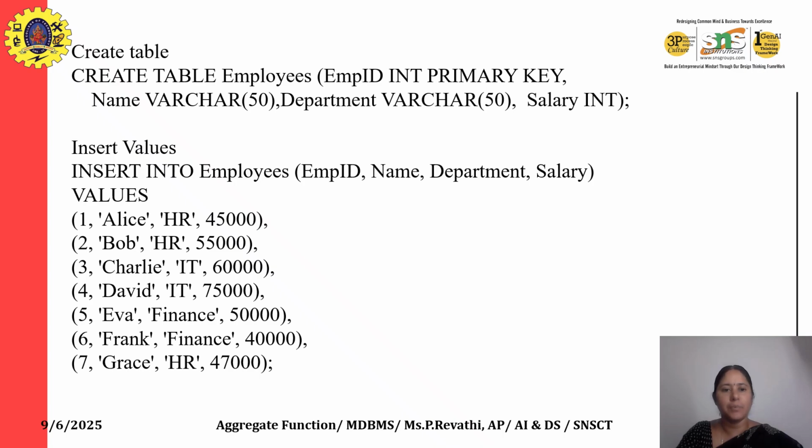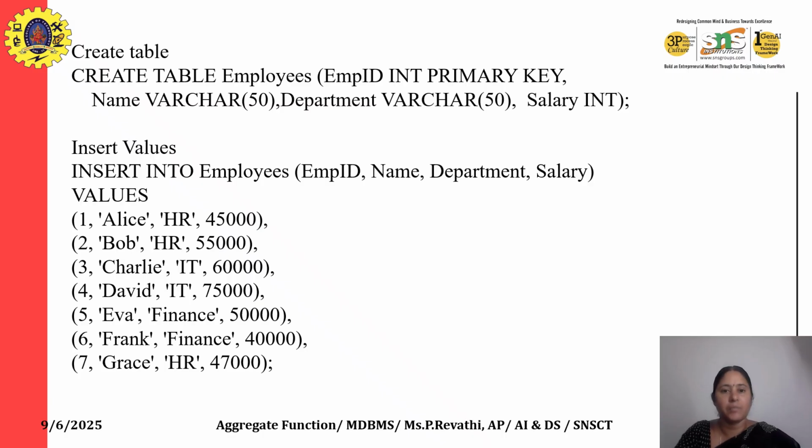This is of type int, meaning it stores whole numbers. It is also defined as a primary key, which means each employee must have a unique ID and it cannot be null. This uniquely identifies each row in a table. Name. This column is of type varchar of 50. That means it can store up to 50 characters. This is used to store the employee name.